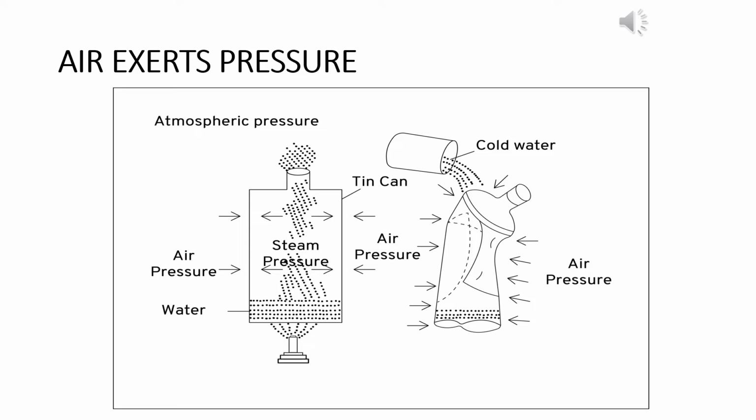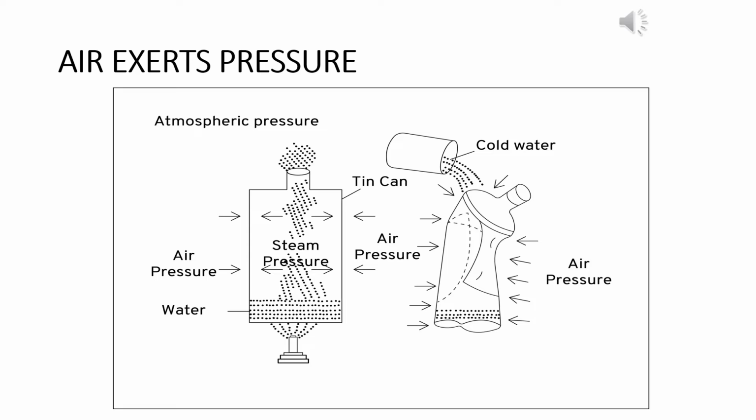A property of air as matter is that it exerts pressure. How can we confirm that? We take a tin can and put some water inside it. Now I am going to heat the whole thing, and the water inside the tin can changes into its vapor phase, steam, and the steam exerts pressure on the inside wall of the tin can.